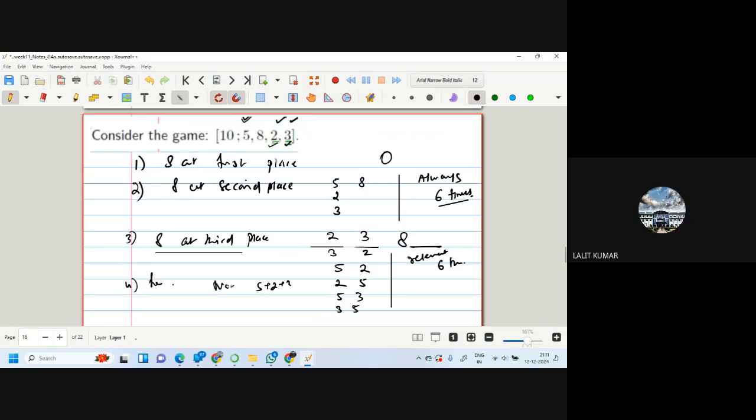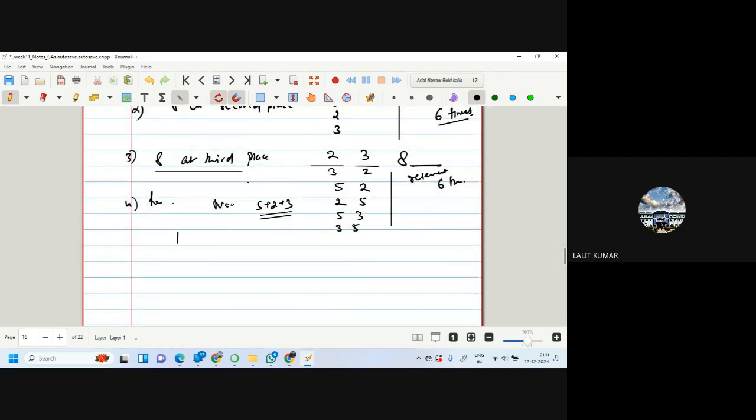5 plus 2 plus 3, 10 हो गया already. So how many times is his power index there? So his power index is 12 by 24, 1 by 2. Okay.